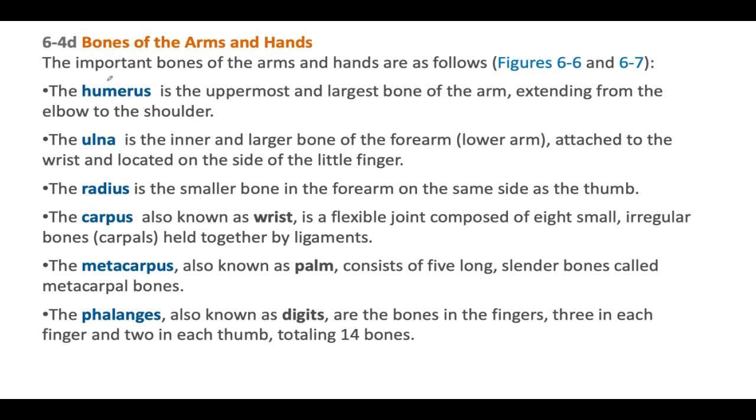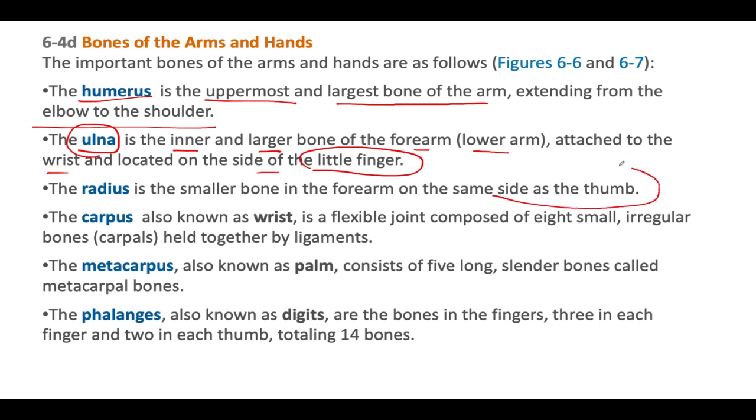Let's just read the definitions. The humerus is the uppermost and the largest bone of the arm, extending from the elbow to the shoulder. The ulna is the inner and the larger bone of the forearm, the lower arm attached to the wrist and located on the side of the little finger. So the radius is on the side of the thumb, and our ulna is on the little finger side. Radius is the smaller bone in the forearm on the same side as the thumb.